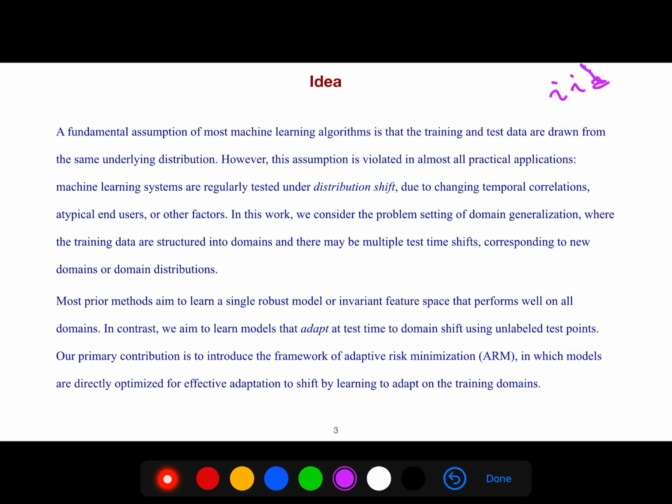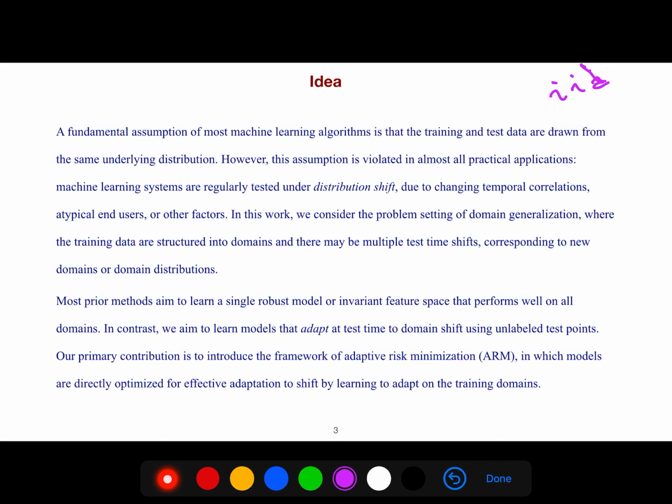In this work, we consider the problem setting of domain generalization, where the training data are structured into domains and there may be multiple test time shifts corresponding to new domains or domain distributions. Most prior methods aim to learn a single robust model or invariant feature space that performs well on all domains. In contrast, we aim to learn models that adapt at test time to domain shift using unlabeled test points.